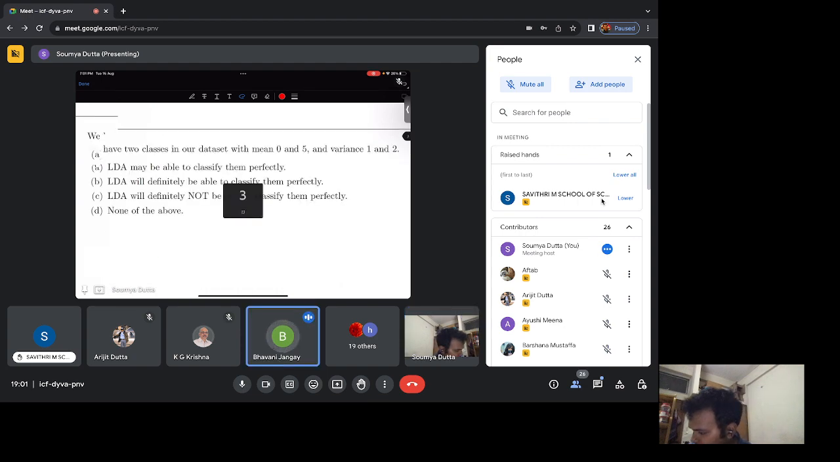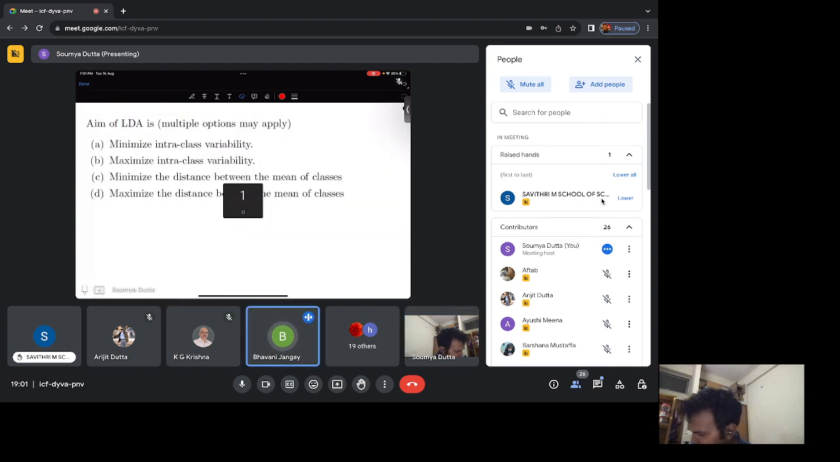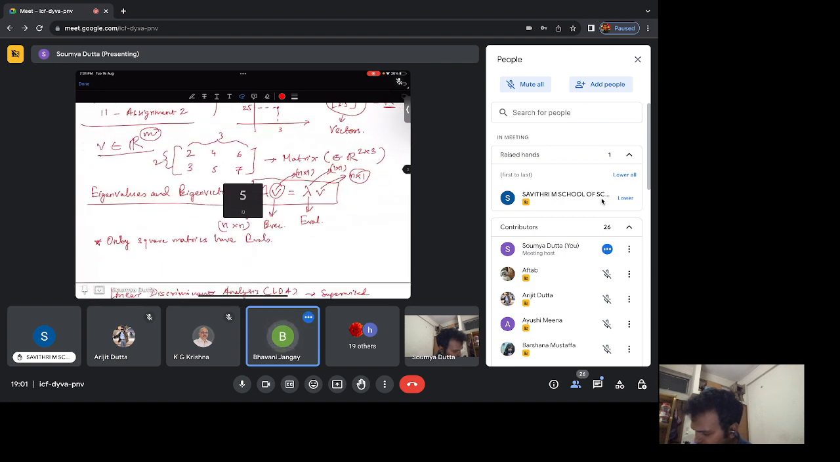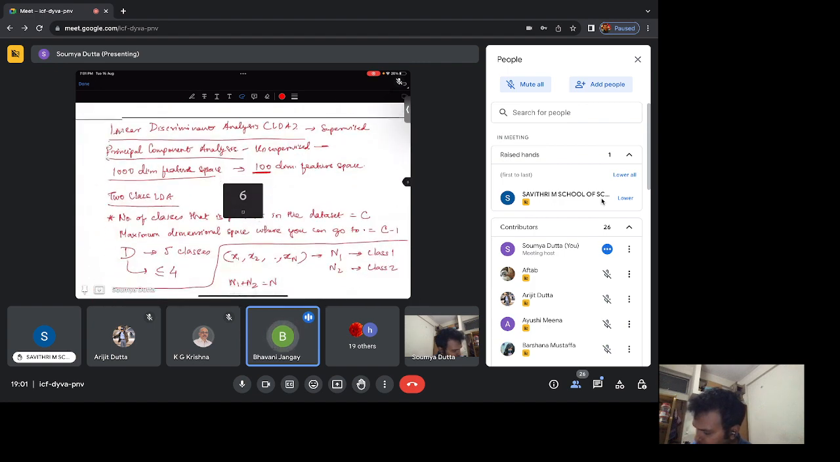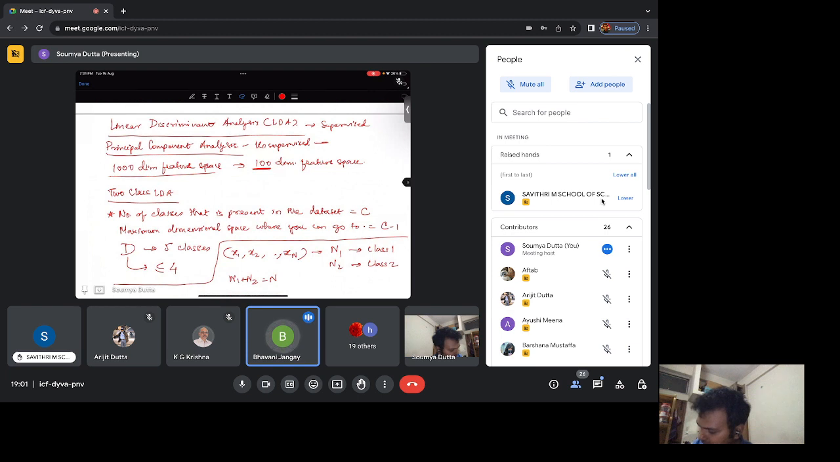Sir, what is the basic difference between PCA and LDA? Both reduce the features, right? So what is differentiating them, other than supervised and unsupervised?